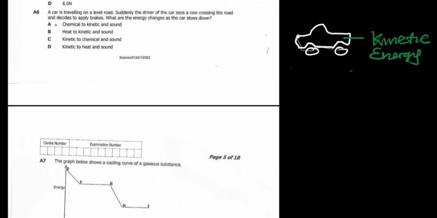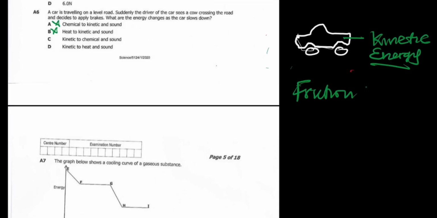Now, you can eliminate answer choices A and B because the initial form of energy possessed by the car is chemical in one, which is not true because it should be kinetic, and it is not heat in the other, it should be kinetic. So we can eliminate the two choices there. Now, what about option C? Well, when you apply the brakes, what happens? What happens is that there is too much friction between the tires and the surface of the road.